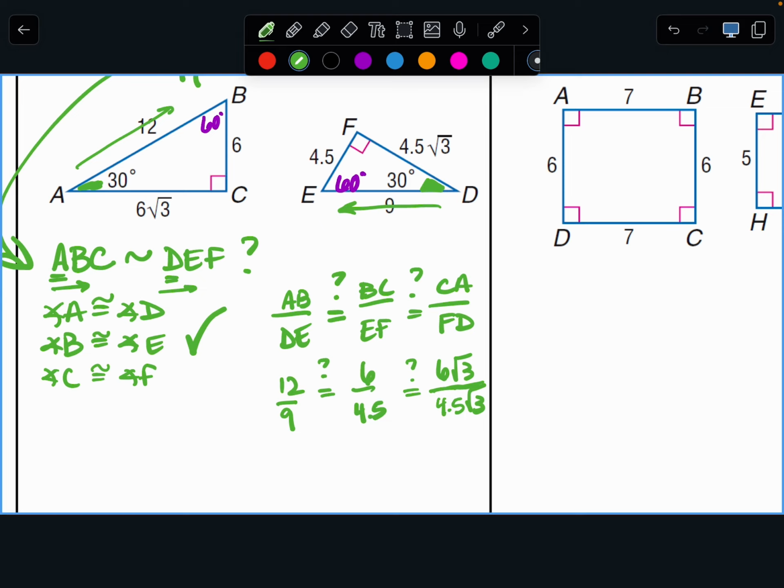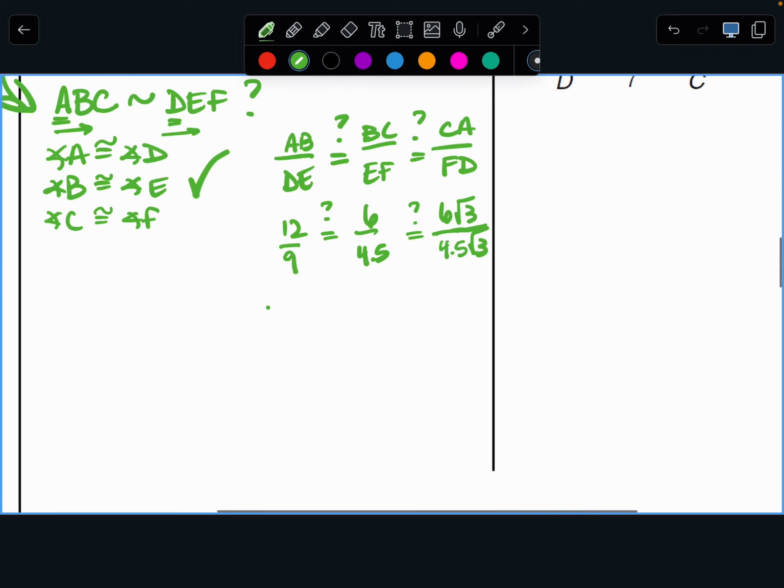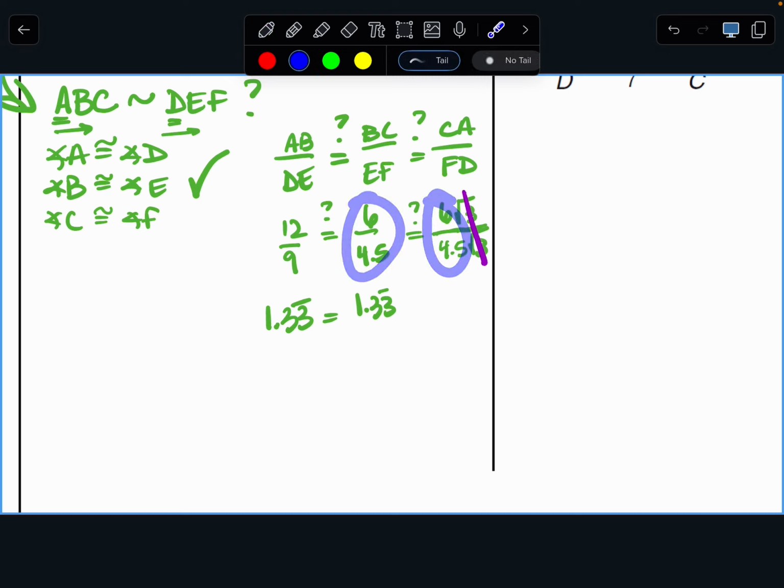Because right now, I need to put each of those in the calculator, 12 over 9, and then change it to a decimal. And when I change it to a decimal, I get 1.33 repeating. 6 divided by 4.5 is 1.33 repeating. And 6 square root of 3 divided by 4.5 square root of 3. Let's just use some common sense. Anything over itself is 1. This is now 6 over 4.5, so it's the same thing. So I get 1.33 repeating.